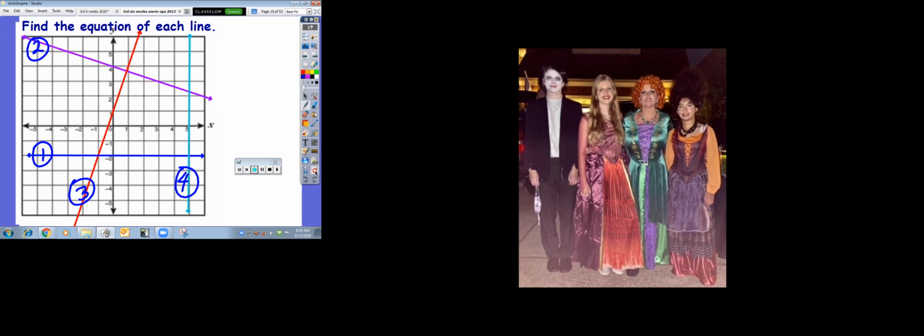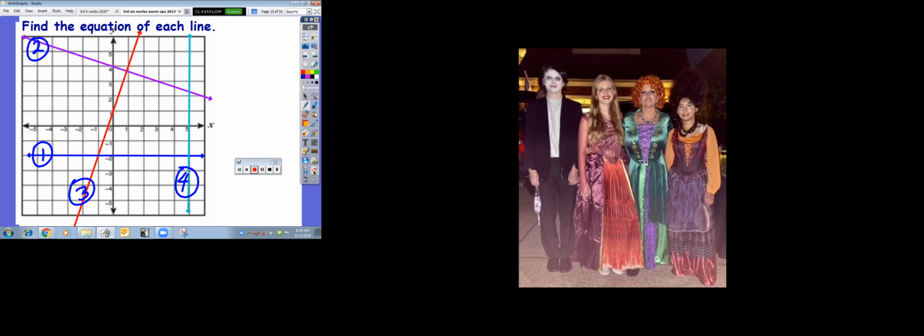Number 3, a nice steep line. What's the equation of number 3? Y equals up 3 over 1. Y equals 3x plus 1. What's the domain of that? All real numbers. What's the range of that? All real numbers.